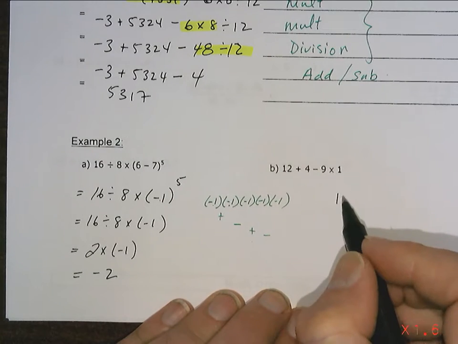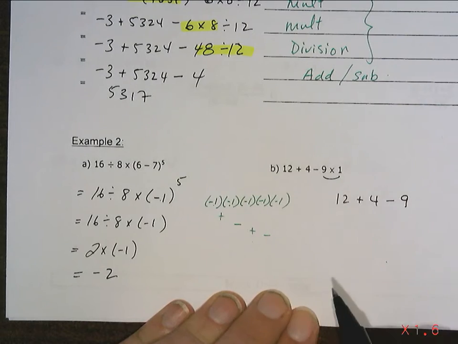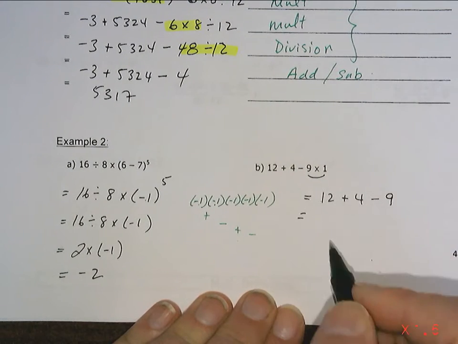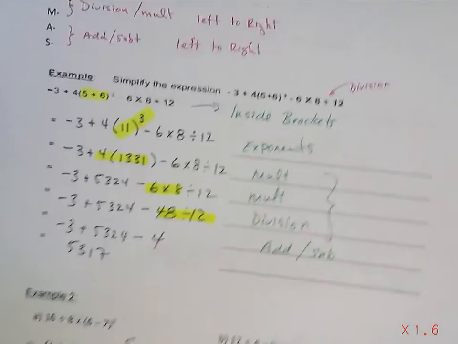Example over here, 12 plus 4 minus 9, because 9 times 1 is what we do first. Put your equal sign. 16 minus 9 is 7. Flip over.